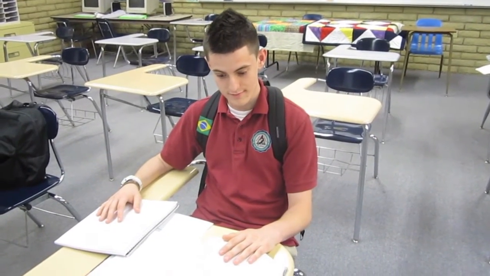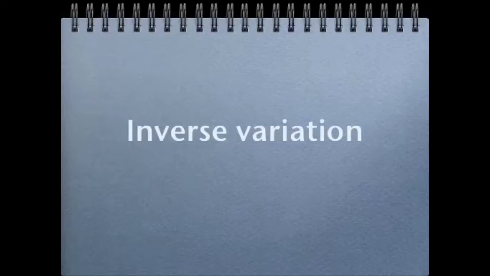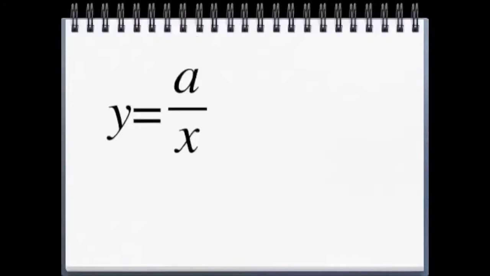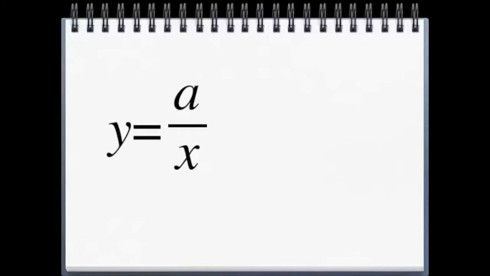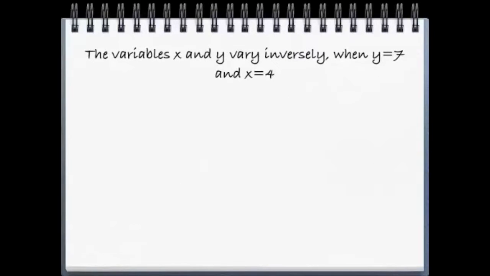I don't get how to model inverse and joint variations. I can help you with that. Y is equal to A over X, where A is not equal to 0. The variables X and Y vary inversely when Y is equal to 7 and X is equal to 4.